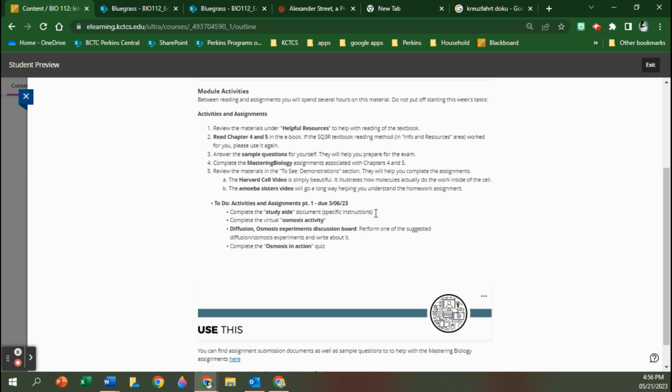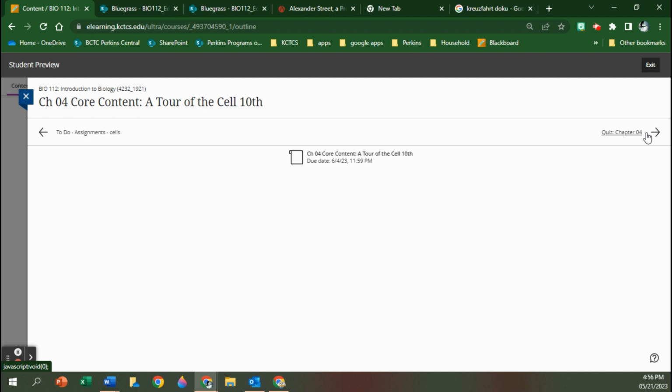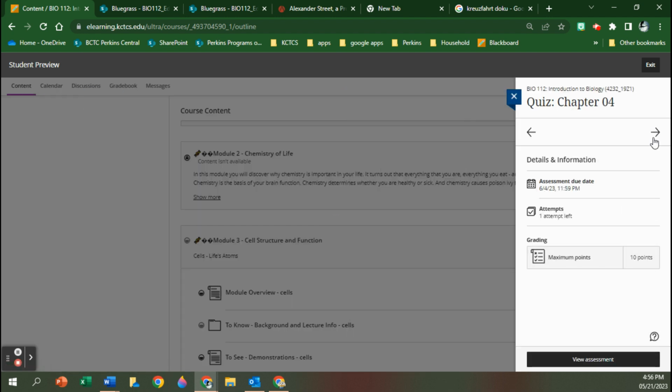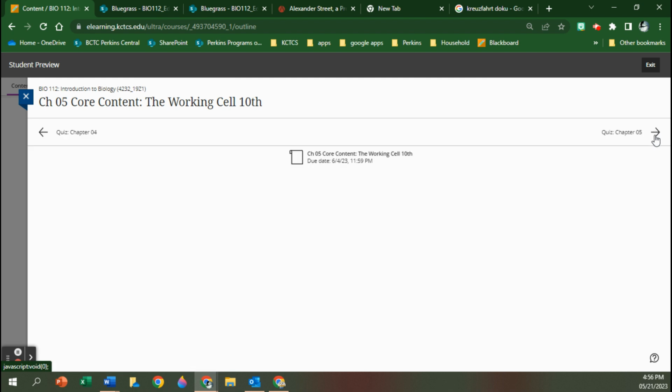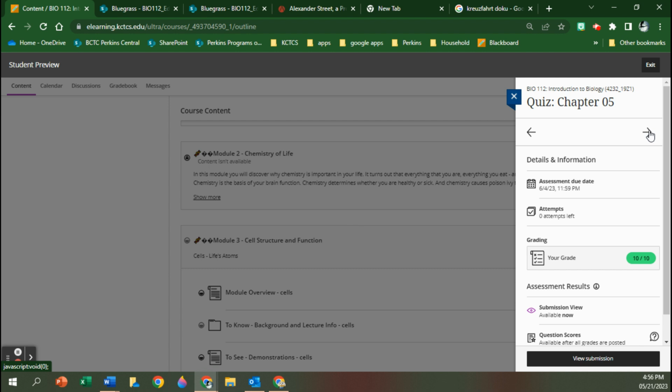Note that there are specific instructions here. The osmosis activity, which is a virtual activity, an experiment with osmosis to help you learn what osmosis is, and then the quiz that I just mentioned. Let me see if there's anything specific I need to tell you about any of these. Chapter 4, that's clear what that is. Chapter 5, that's clear what that is.